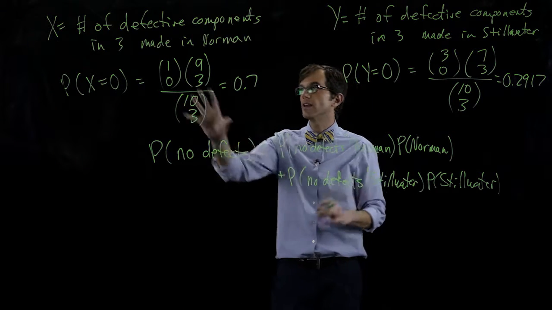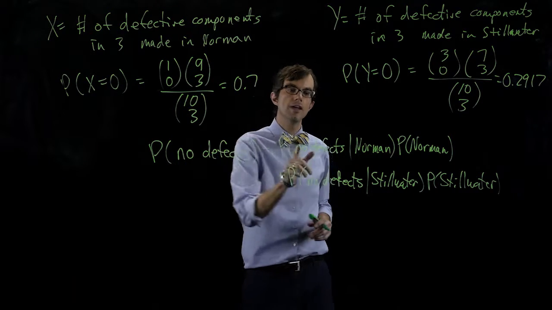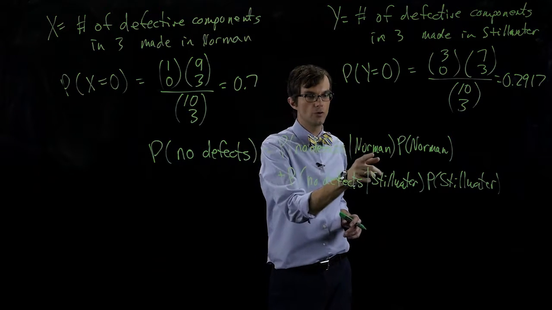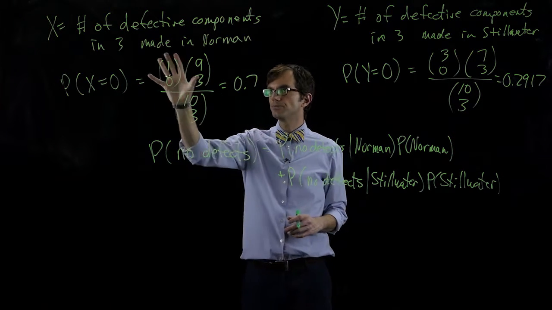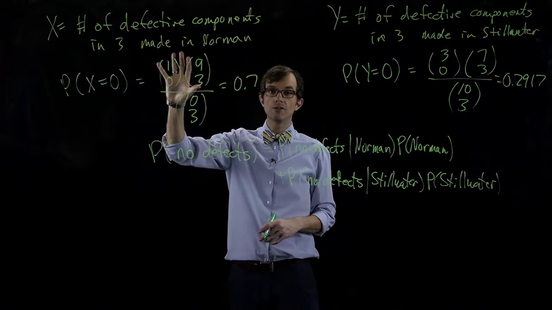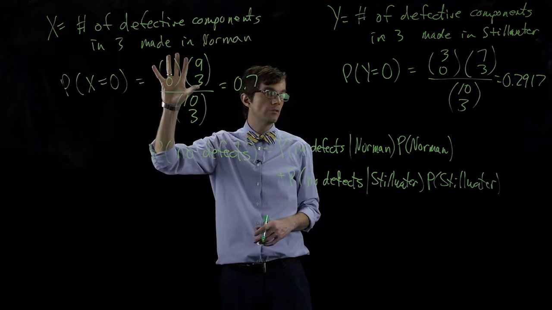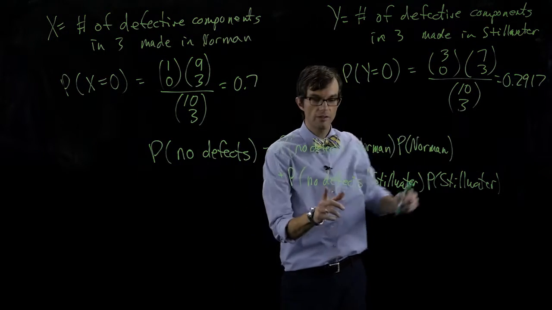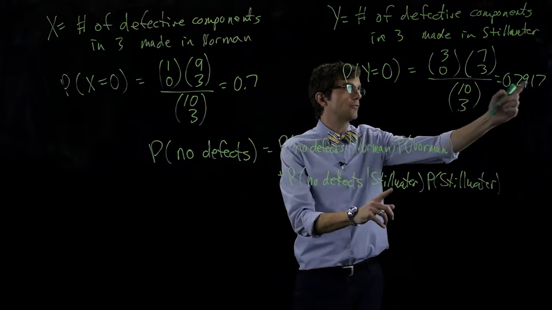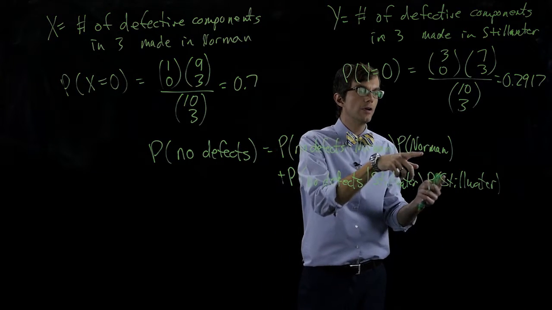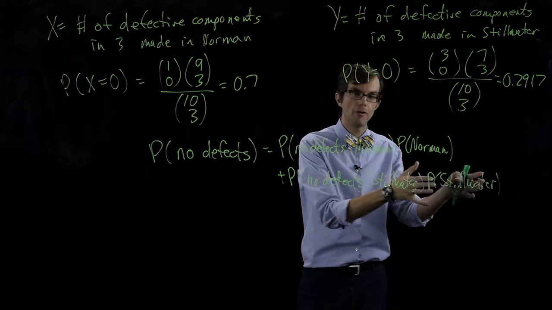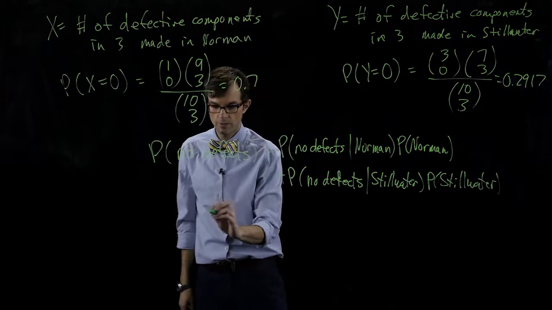We have all this. As it turns out, this probability right here is the probability of no defects given Norman. We didn't call it a conditional probability originally, but that's what it is. And this right here is the probability of no defects given that it came from Stillwater. And we know 65% come from Norman, 35% come from Stillwater.